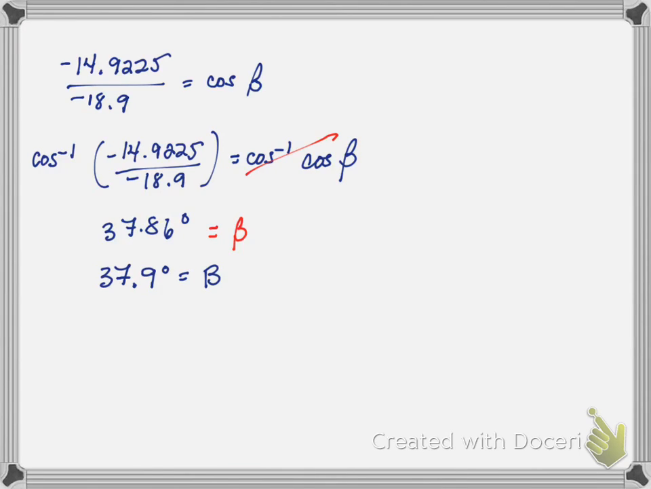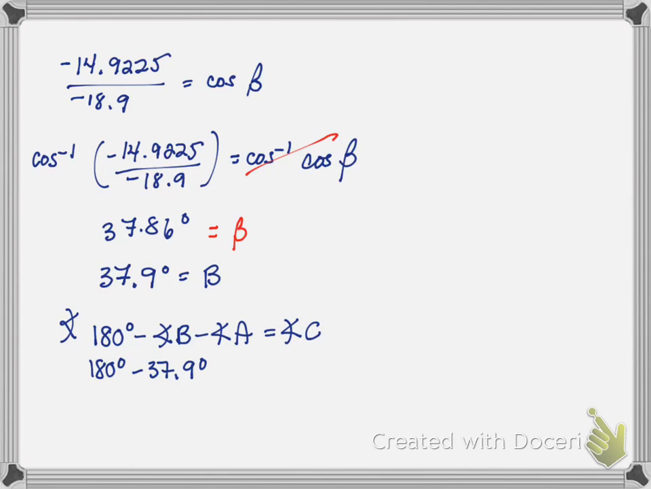angle B. Okay, at this point you have two choices. You can either use law of cosines again to find angle C, or you can use the fact that the interior angles of a triangle sum to 180 degrees. So being that said, I can say that 180 minus angle B minus angle A will give me angle C. So let's plug in some values. 180 minus 37.9 degrees minus angle A, which is 75 degrees, equals angle C. Angle C, therefore, is equal to 67.1 degrees.